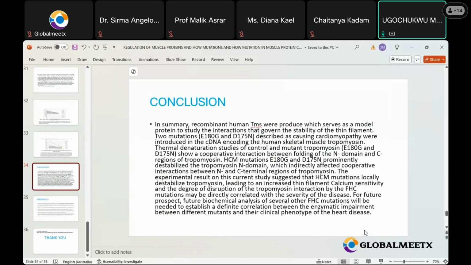For future prospects, future biochemical analysis of several other hypertrophic cardiomyopathy mutations will be needed to establish a definitive correlation between the enzymatic impairment of different mutants and their clinical phenotypes of the heart disease.